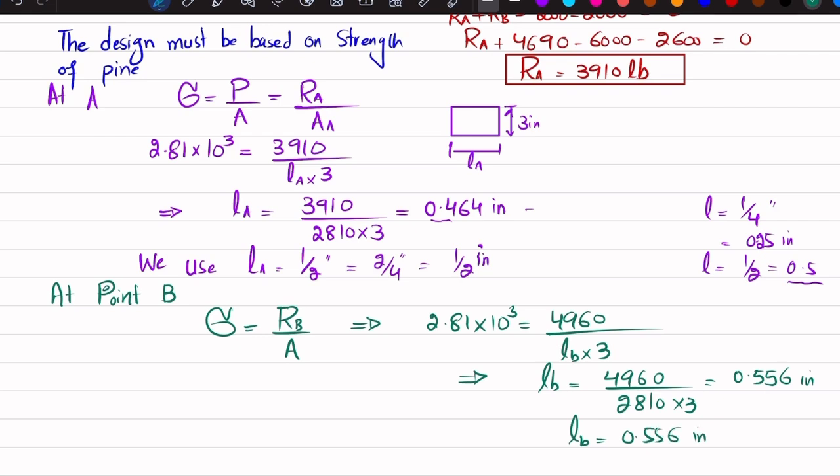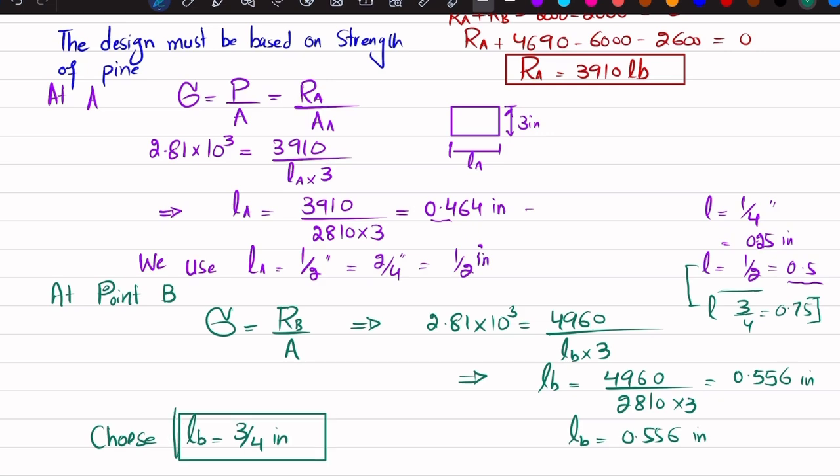And we will take it nearest to 1 over 4 inch. So this is 1 over 4, this is 1 by 2, and 3 by 4 is 0.75. So our value is in between these two. And for the safer design, we will choose 3 over 4 inch. So LB is equal to 3 over 4 inch, which is the answer of our question.